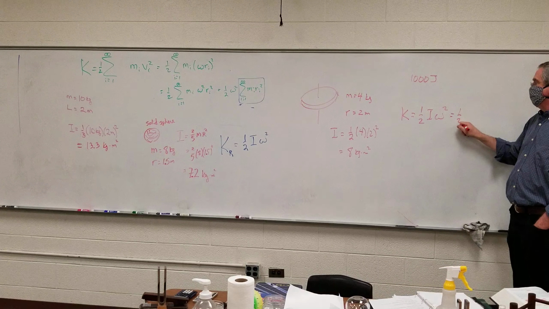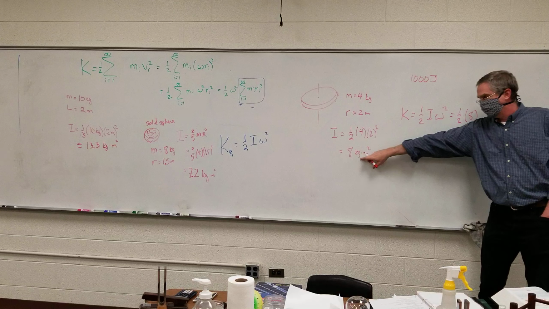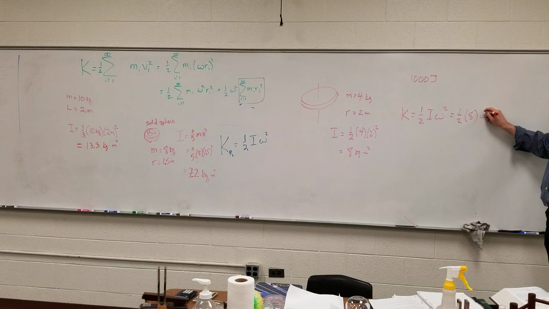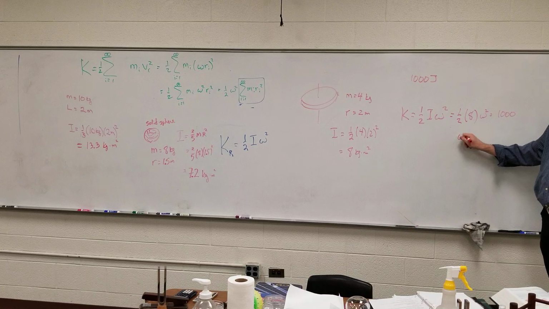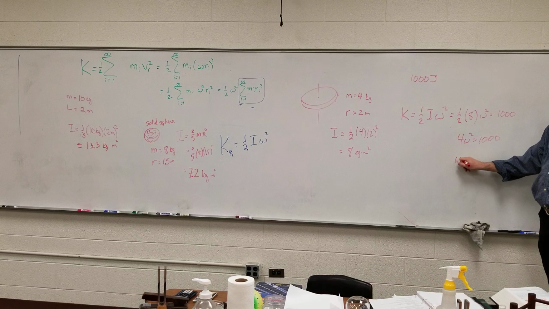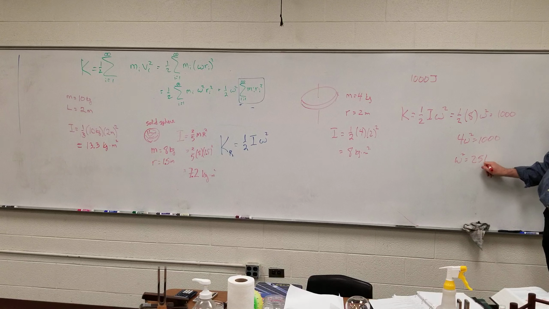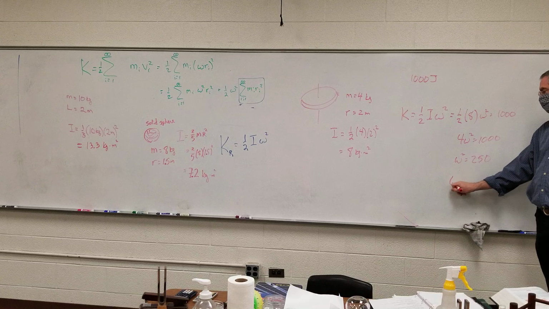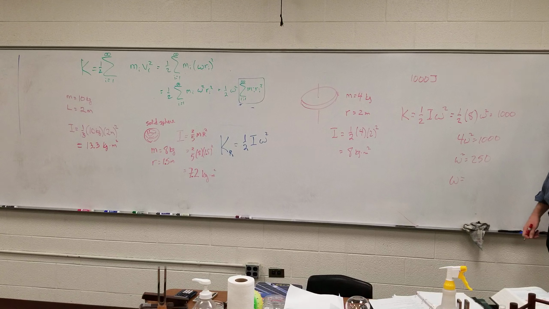And so 1/2 times 8 times omega squared is equal to 1,000. So 4 omega squared is equal to 1,000. Omega squared is equal to 250. And so omega is whatever the square root of 250 is. 15.81.